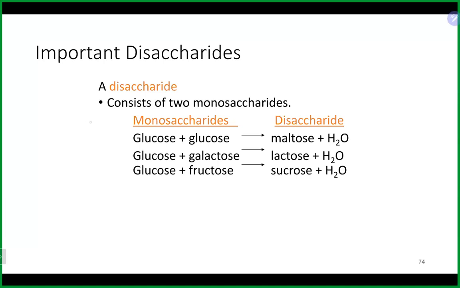You need to know this slide pretty much, yes. You need to know the different disaccharides and the monosaccharides that make them up. We're going to go through each of these right now, but it's a good slide that has it all together. You need to know that maltose is made up of two glucose molecules. Lactose is a glucose and a galactose. Sucrose is a glucose and a fructose molecule. So let's take a look at each of these.